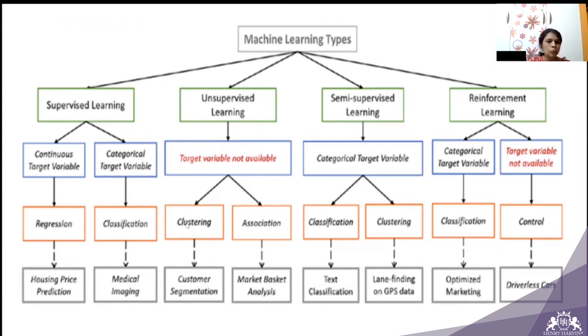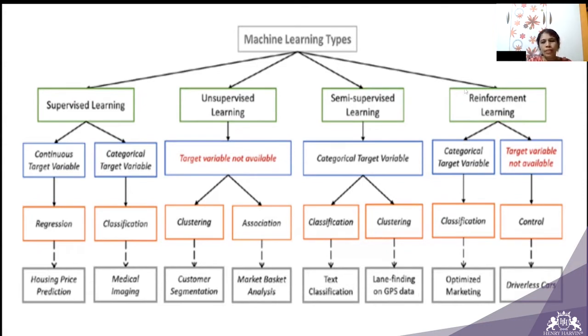And then there could be two cases: one is clustering and the other is association. For clustering, an example is customer segmentation. Association is market basket analysis, which we will be seeing deeply. The next one is semi-supervised learning. Again, here it is a categorical target variable, like classification and clustering. For classification, an example is text classification, which comes under text kind of data. And for clustering, an example given is lane finding on GPS data.